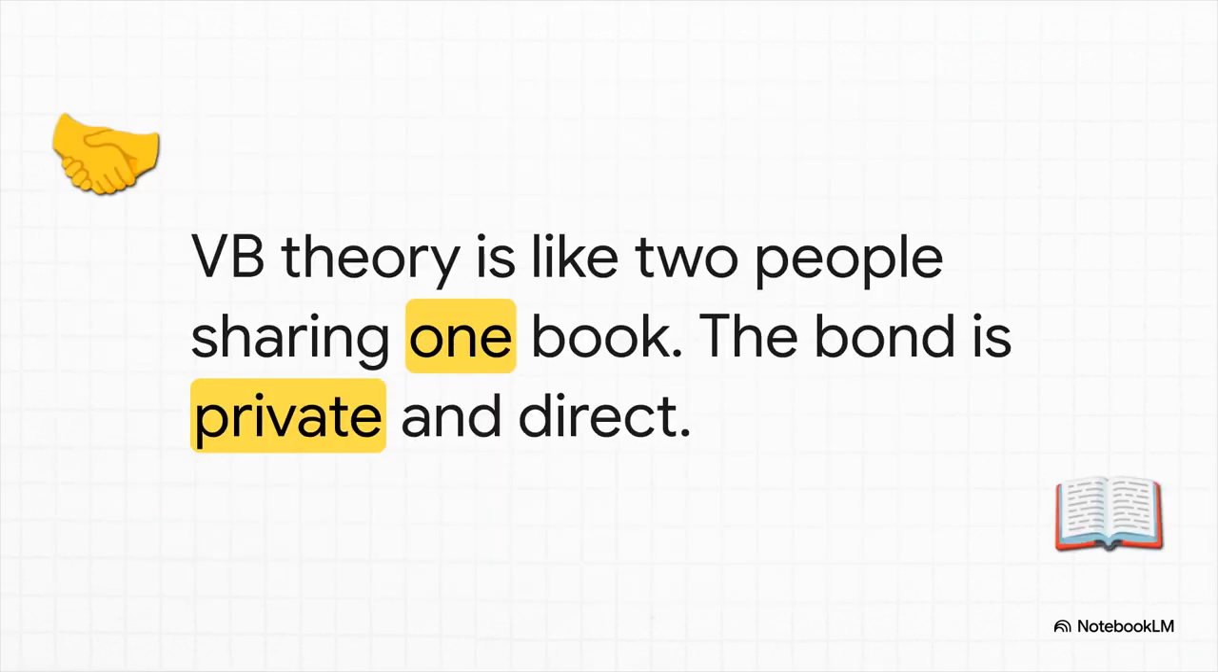To make this even clearer, just imagine two friends. Let's call them atom A and atom B. They decide to share one specific book, and that book is their electron pair. It only gets passed back and forth between them. It's a private, direct agreement. That, in a nutshell, is a valence bond.